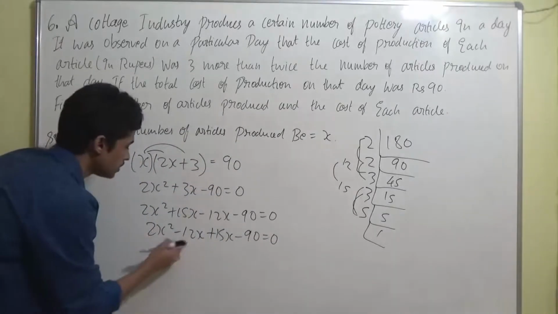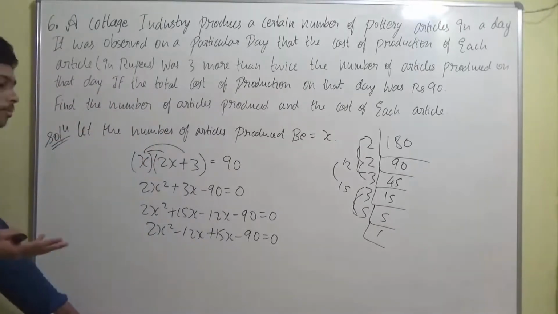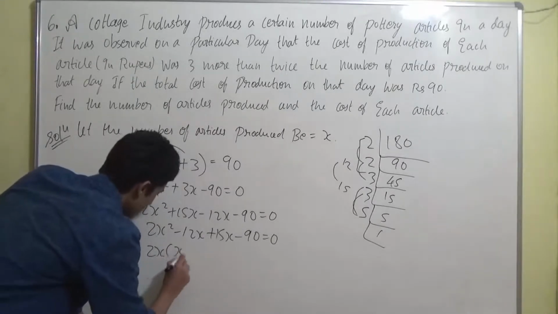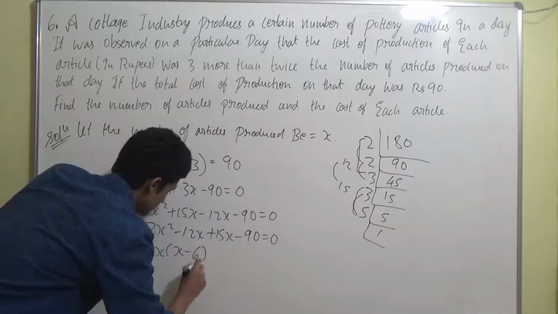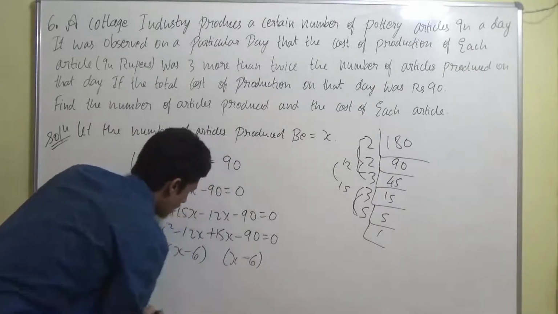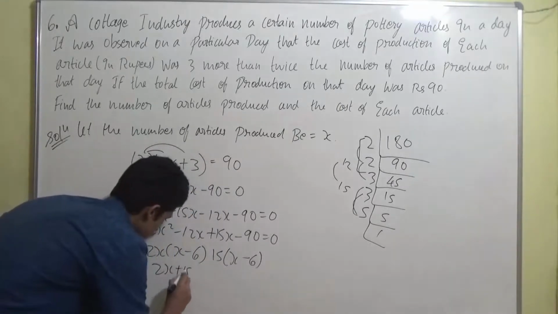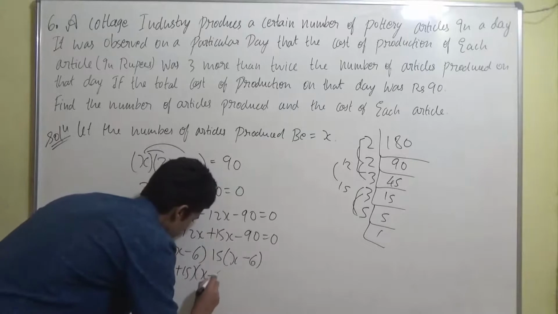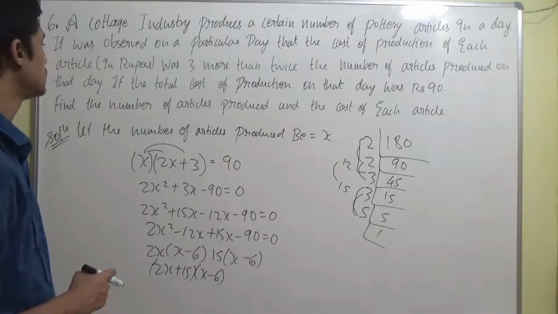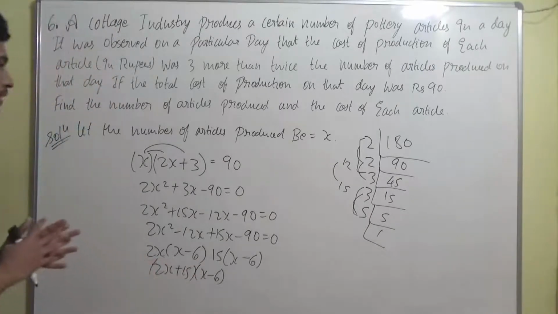Now we can take common, because these two are even numbers and these two are odd numbers, and some common multiplication is possible, right? So 2x we'll take in common, x here, minus 6 here. So x minus 6 we write as it is, and then 15 here. So it is 2x plus 15 multiplied by x minus 6. Now we have to find the value of x. We'll equate these two to 0, then we'll get the value of x.